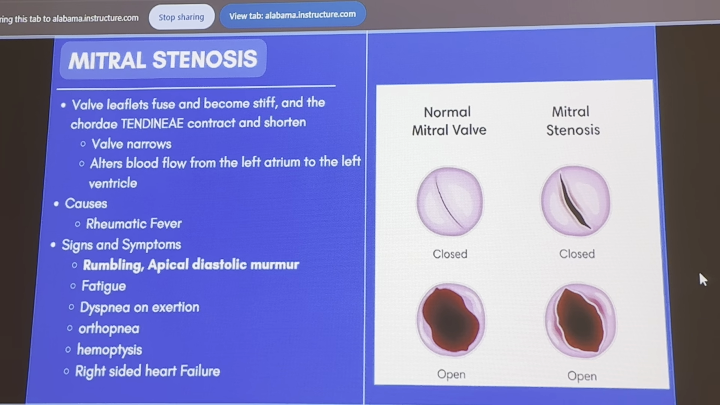A rumbling, apical, diastolic murmur. That's in bold as well. It's hard to tell it's in bold, but I would highlight that as well. That's important. Usually heard during that S2. So we're going to have that low pitch, almost kind of purr type murmur, that kind of swooshing type murmur.